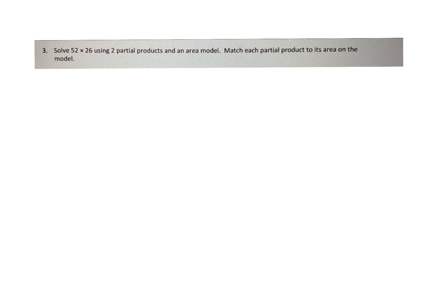So for our final example here, it says solve 52 times 26 using two partial products and an area model. Match each partial product to its area on the model. Okay, so they didn't give us anything here. We're going to have to do everything from scratch. All right, so it's probably going to be easier to break down the 26 when we do our area model. So let's do that first. Let's just set that up first.